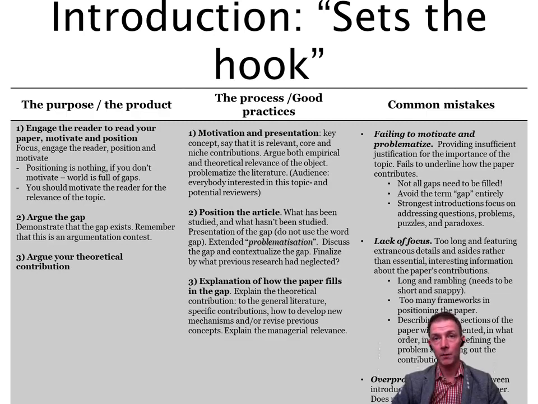Common mistakes. You fail to motivate and problematize. Insufficient justification for the importance of the topic. So your first section is a little bit vague. It says nothing. It's empty. It's not credible. What is important to remember is that not all the gaps need to be filled. So as such, the fact that there is a gap in the literature doesn't mean that the study is relevant. It should be motivated as well.